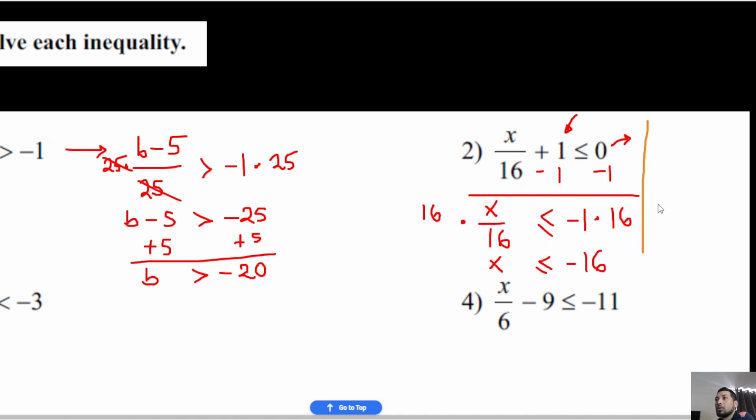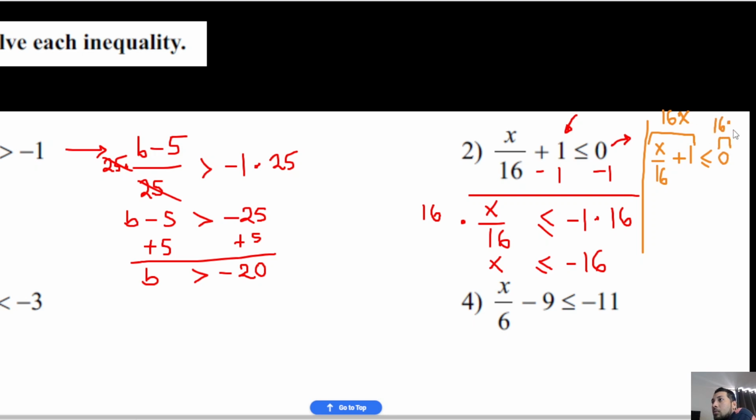Now let's see how you can solve this exact problem by eliminating this fraction bar first. So I have x over 16 plus 1 less than or equal to 0. So I'll just multiply this side by 16 and I'll multiply this side by 16 as well.